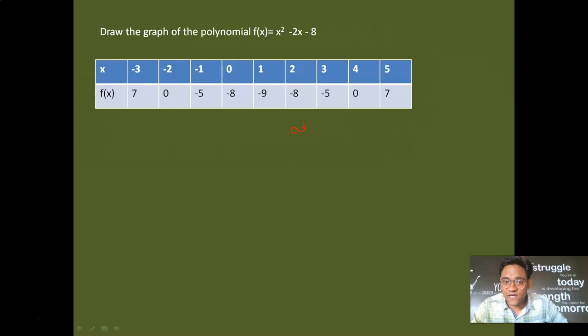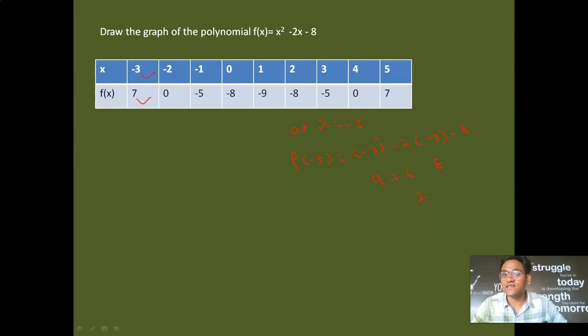At x is equal to -3, f of -3, this value is going to be what? At the place of x I am writing -3 and solving this. -3 square is +9, -2 times -3 gives +6, and it is -8. So 9 - 8 is 1, 1 + 6 is 7. So when x is equal to -3, f(x) is +7.